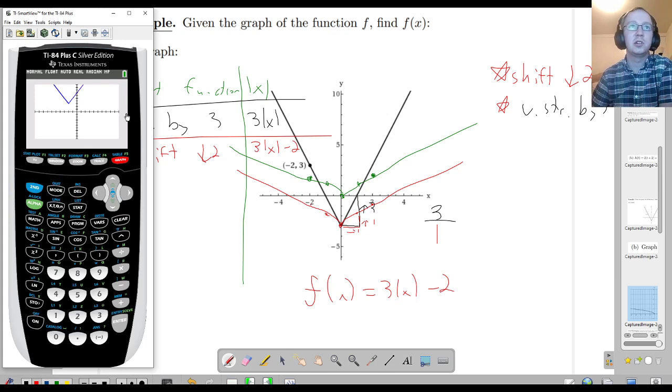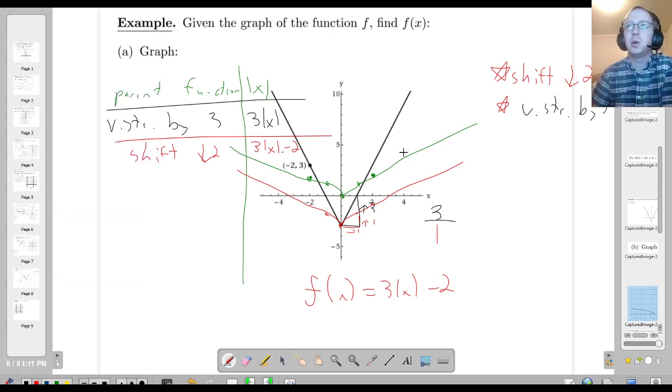And let's take a second just to double check that. Okay, so I'm going to do 3, math menu, go over to absolute value, times the absolute value of x, and then on the outside, minus 2. Let's see how that compares with what we graphed. I'm expecting points like 0, negative 3.